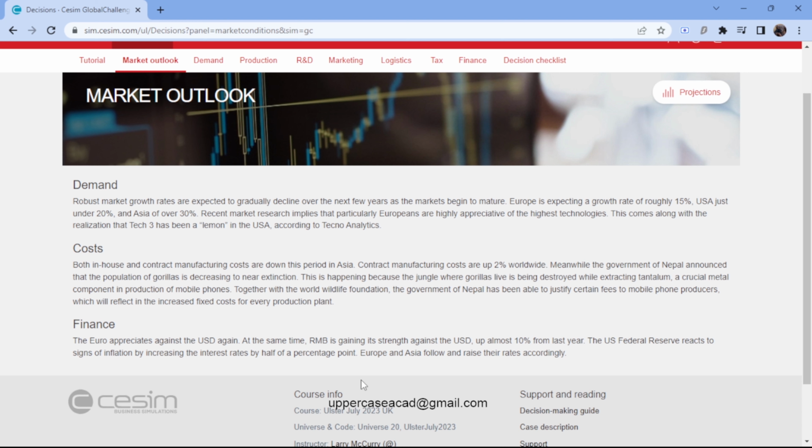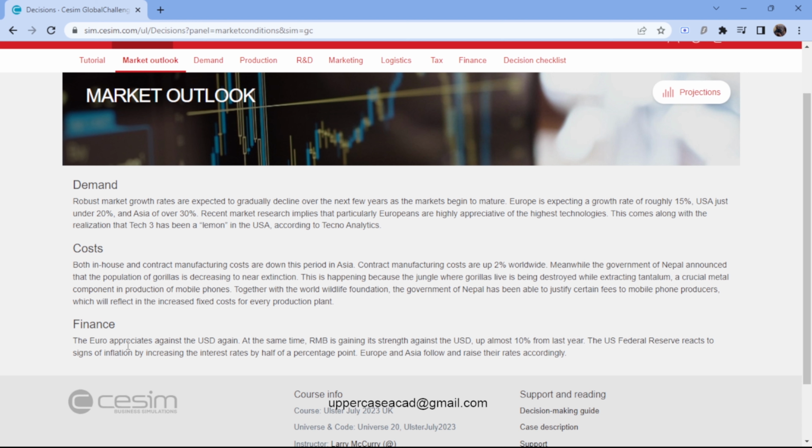Then finally, we have the finance. You should note that in this simulation, the finance market is ever changing, so we can examine the currency and interest rates development. Here we see that the euro appreciates against the dollar, while the Chinese ruble is gaining strength. We should also keep an eye on the exchange rates to make informed financial decisions.